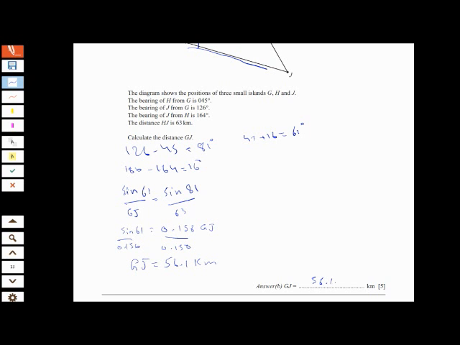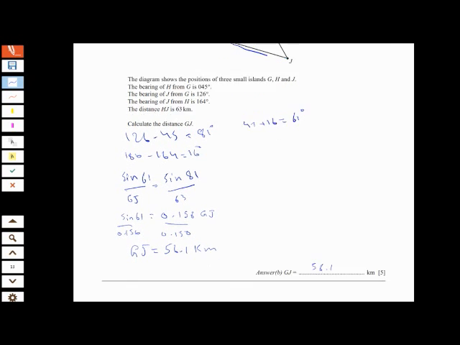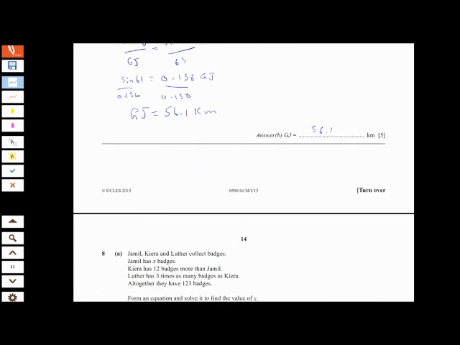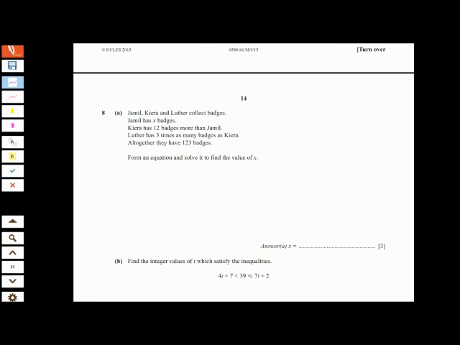Now on to the second page, question 8. Jamil, Kira and Luther collect badges. Jamil has x badges, Kira has 12 badges more than Jamil. So basically, let's just give them shortcuts. J for Jamil, K for Kira, and L for Luther. Jamil is x. Kira has 12 badges more than Jamil, so it's x plus 12.